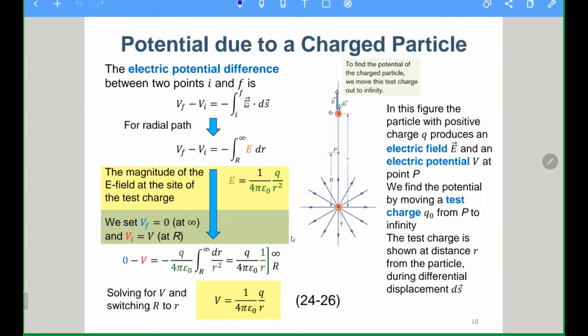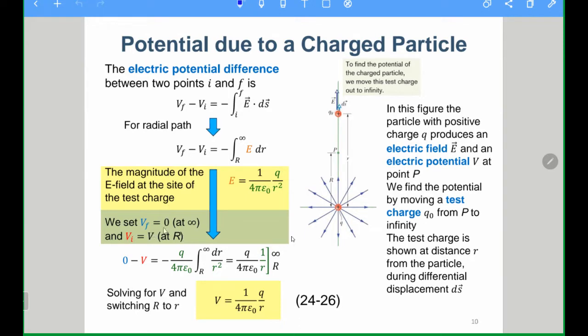So here we assume that this is the charge which will generate the E field and also generate the potential in the space. And then we try to place a positive test charge here. Of course the E field will try to push it, because both of them are positive charges, they will repel each other, so that it will change the potential of this test charge.